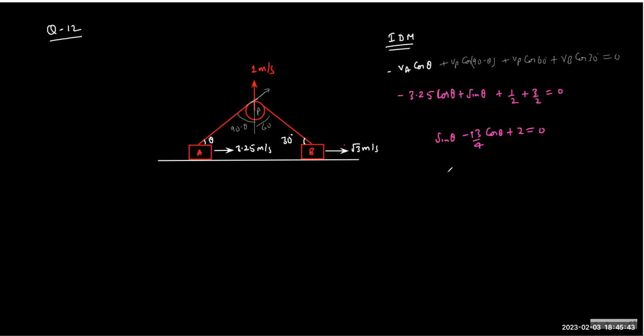Okay. So what do you do next? So you can take cos on one side and sine on one side and then square it. And then you can convert cos square into sine square. Okay, very good. So that's also a nice way of doing it. So 2 minus 13 by 4.